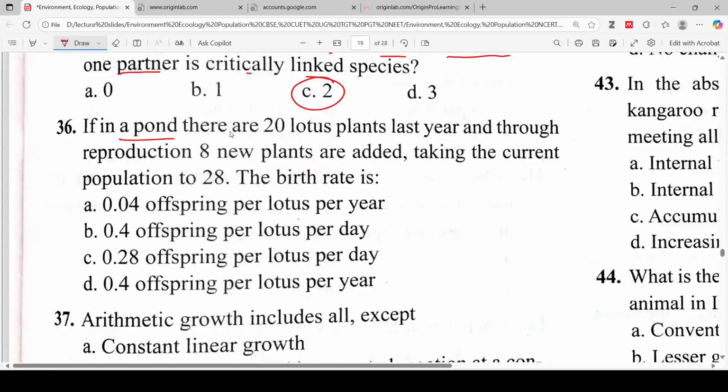In a pond, there were 20 lotus plants last year, and through reproduction 8 new plants are added, taking the current population to 28. The birth rate is, option A, option B, option C and option D are given. So the birth rate, the correct answer will be D. Next question.